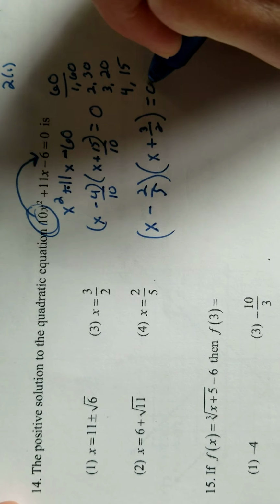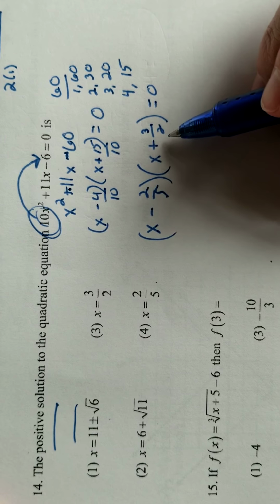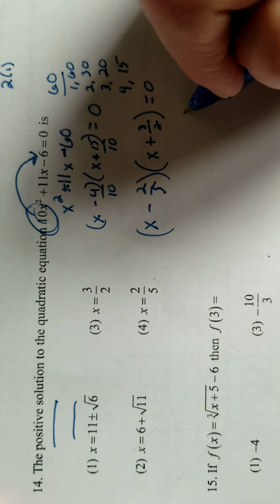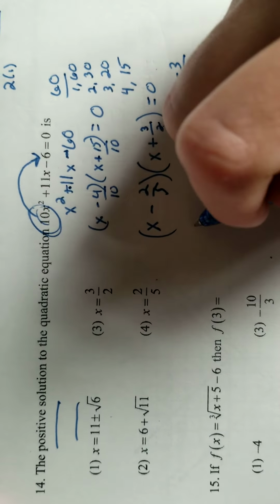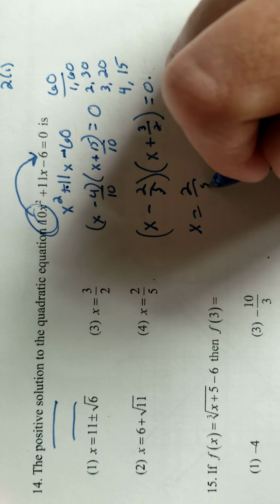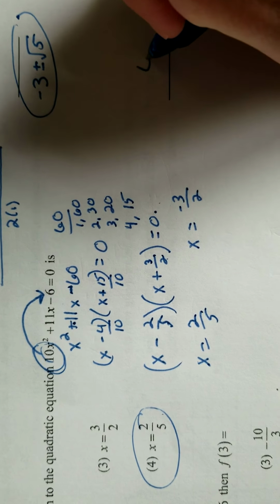And we're looking for the positive solution. So if I set each one of these equal to 0 and got that on the other side, that would be a negative 3 over 2. Certainly not my positive solution. If I got this one on the other side of the equal sign, that would give me a positive 2 over 5. So that would give me number 4. So I'm going to put 4 in the blank.